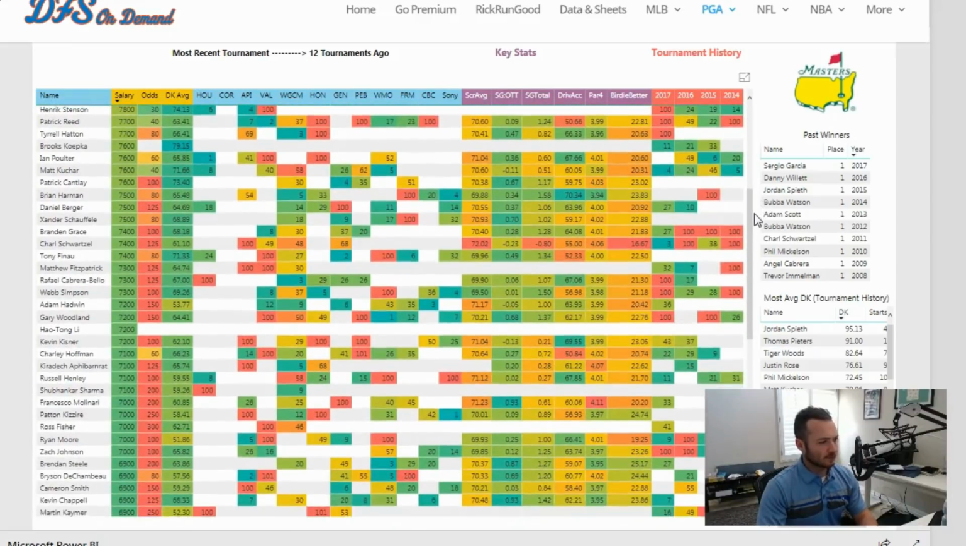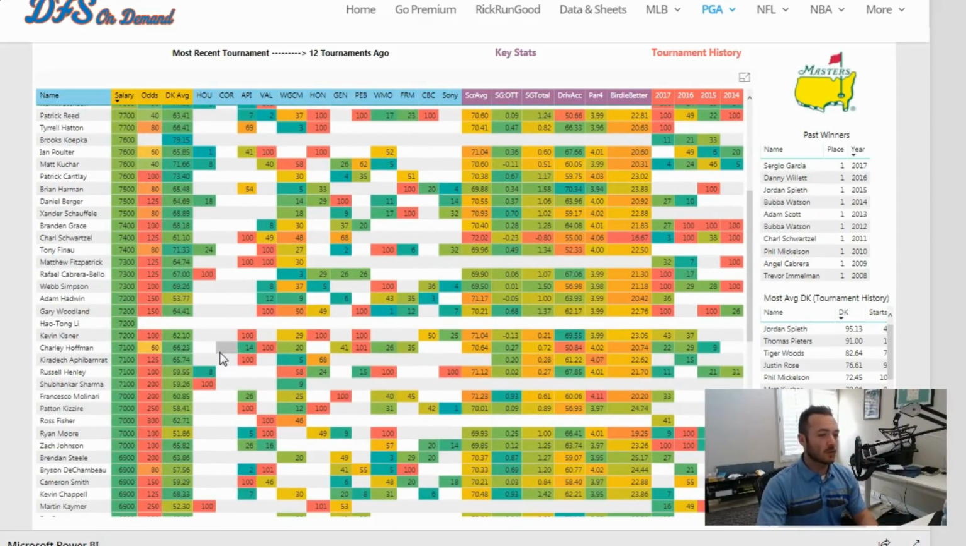Who else did we have? Charlie Hoffman. Hoffman has really good Masters success. He has choked down the stretch at times at Augusta, but for only $7,100, you saw a man who was really, really underpriced. Vegas had him at 60-1, where the rest of his peers in this range are 100 to 300 to 1 to win. So he was really, really underpriced.